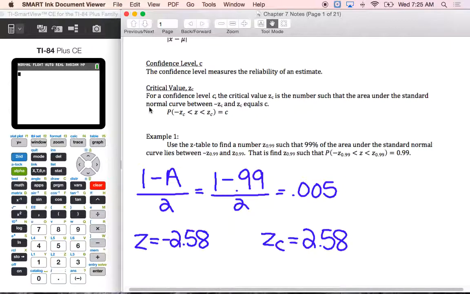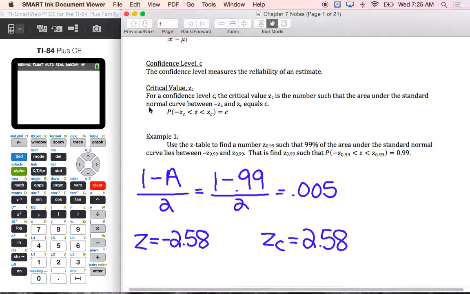Again, you looked inside the table for 0.005. Then you looked on the outside because you want to find the Z that matches up with it. So it's the negative 2.5, and then the column 0.08.